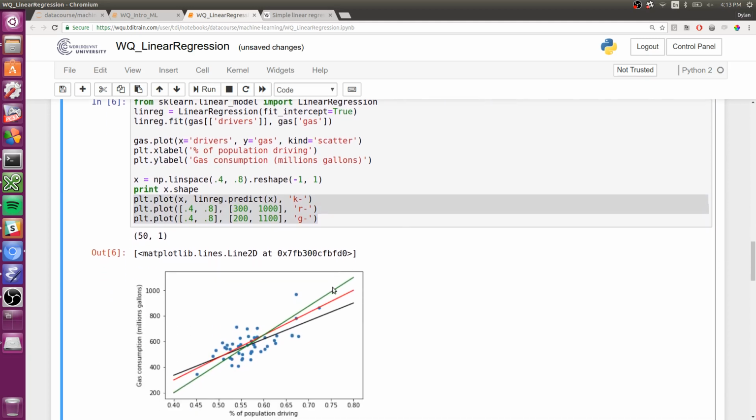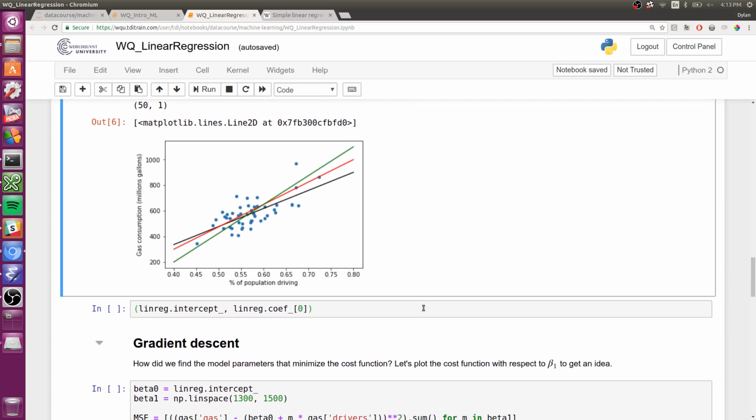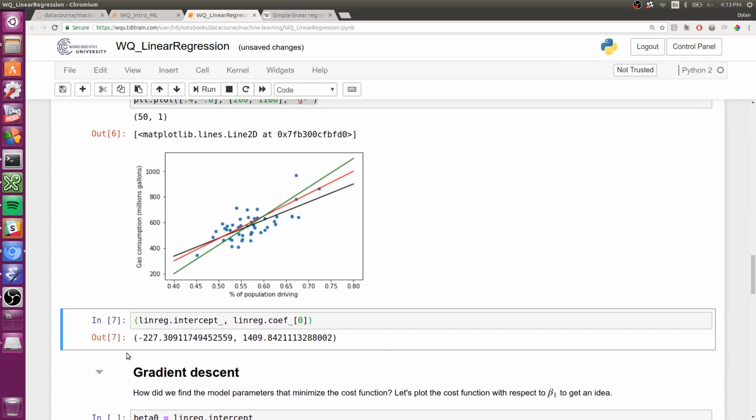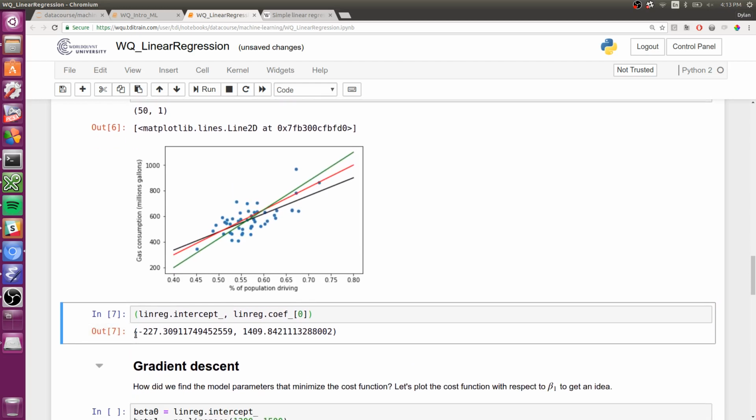So you can see actually neither green nor red minimizes the mean squared error. In fact, this black line does it, which I probably would not have guessed by eye. And we can inspect what the model parameters are by looking at the attributes of our estimator object.